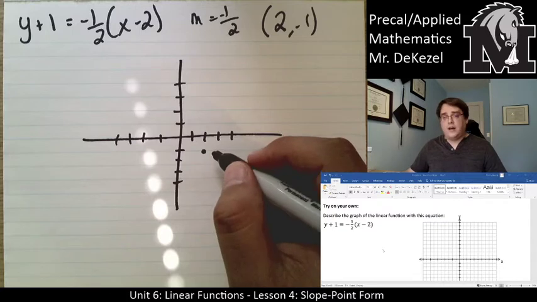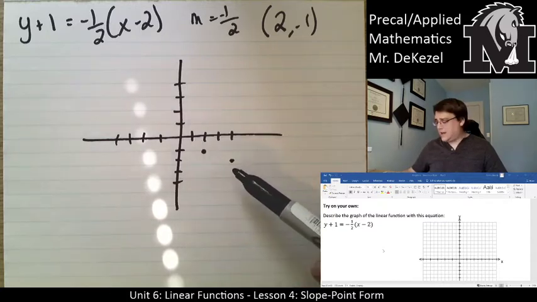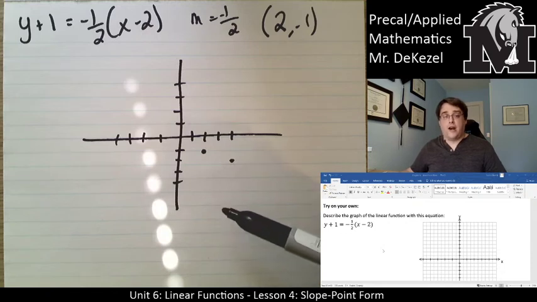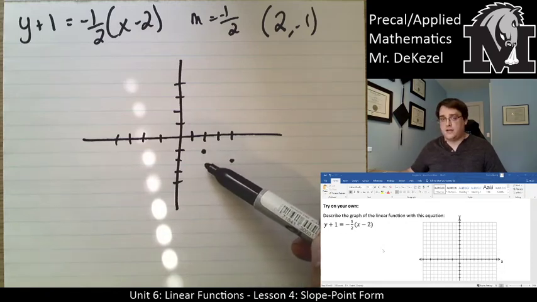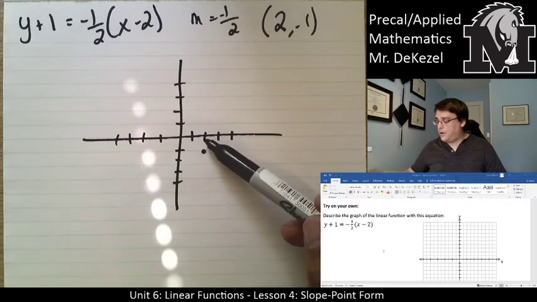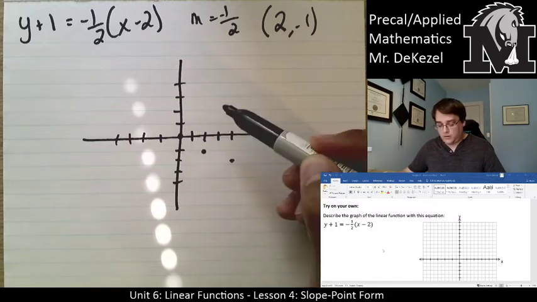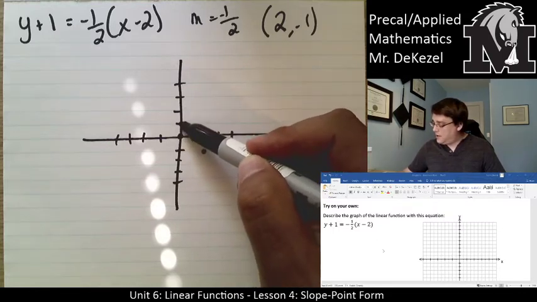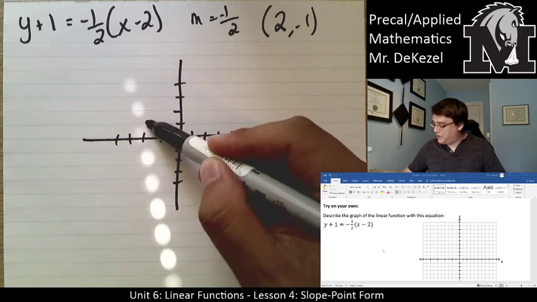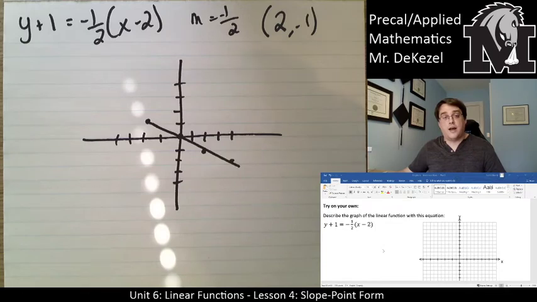Okay, so now that I've gone this way, that's actually looking like I can't really make another one with how I've drawn my graph. So not only can I go down 1 and over to the right 2, I could go up 1 and over to the left 2, which would get me a point here at the origin. It would also get me a point, let's see, up 1 and over 2, get me a point over here, and we can describe our line that way.